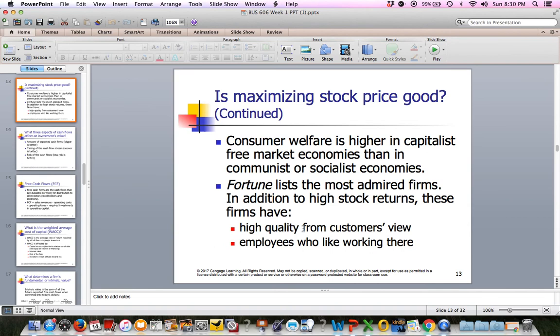It says here, consumer welfare is higher in capitalist free market economies than it is in socialist economies, and I think history proves that repeatedly. And obviously, we live in a capitalist free market economy where we have a lot of freedom of choice. And think about what that means in terms of our dollars.